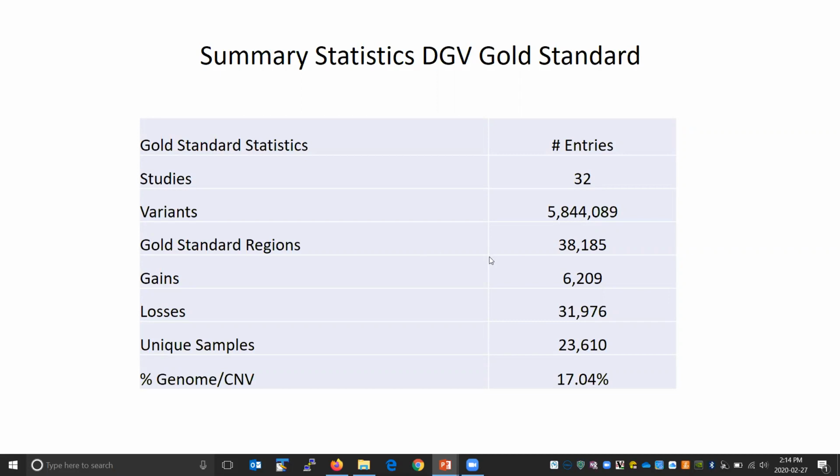And just a quick note, looking at the table here, we do see a bias in the number of losses and the number of duplications that are detected. This is a direct result of the detection bias in the individual studies used. Deletions are in general much easier to detect than duplications.